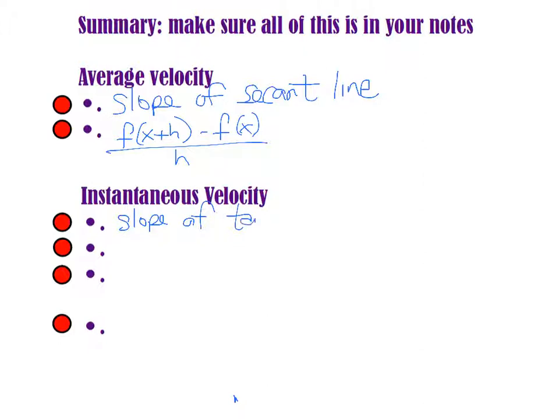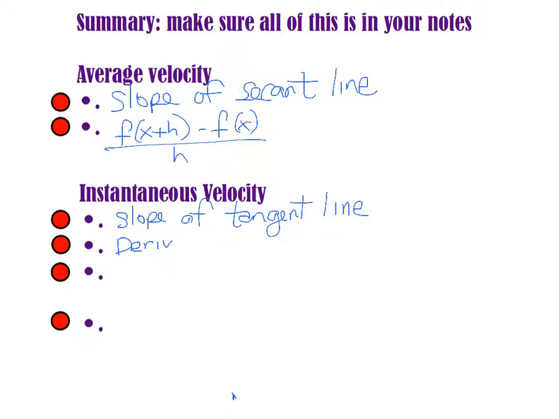Now, instantaneous velocity is actually the slope of the tangent line. And that's why we call it the tangent line problem. That's what this whole lesson is about. It's the slope of the tangent line. And that's such an important value, we actually have a name for that. It is called the derivative. So maybe you've heard of that from calculus, finding derivatives.